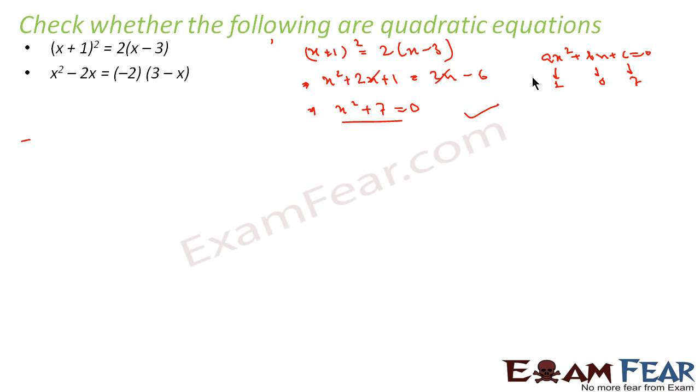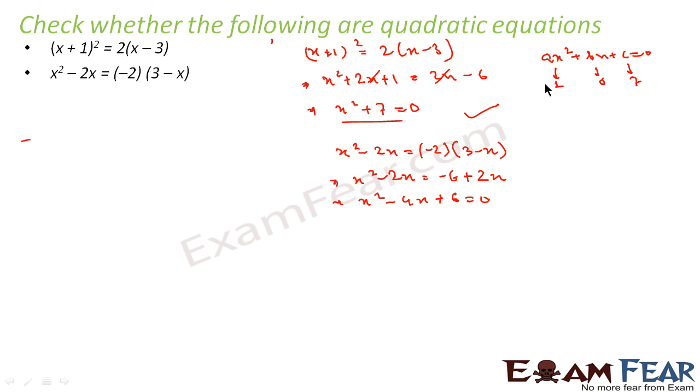Let's take one more example. x squared minus 2x is equal to minus 2 into (3 minus x). We'll solve this. This becomes x square minus 2x is equal to minus 6 plus 2x. Correct? This is nothing but x square minus 4x plus 6 is equal to 0. If you see, this equation is also of the form ax square plus bx plus c, where a is equal to 1, b is equal to minus 4 and c is equal to 6. Correct? So this is also a quadratic equation. So I'll say yes and yes for both these questions.